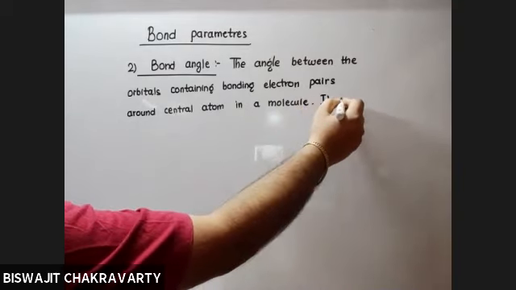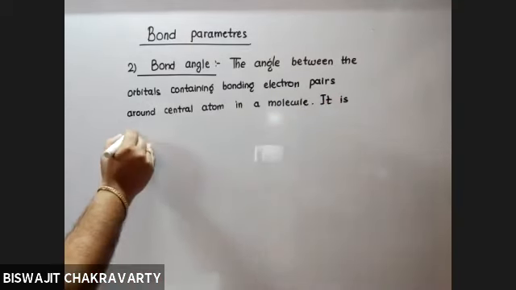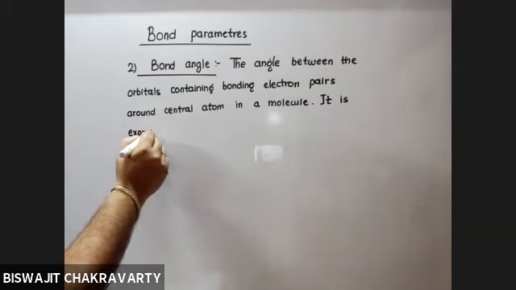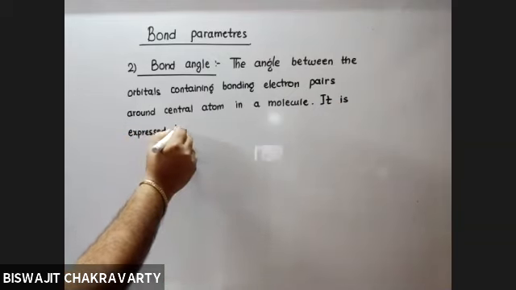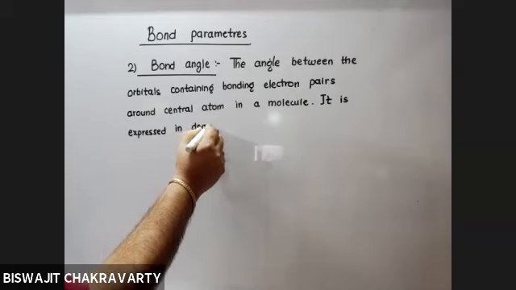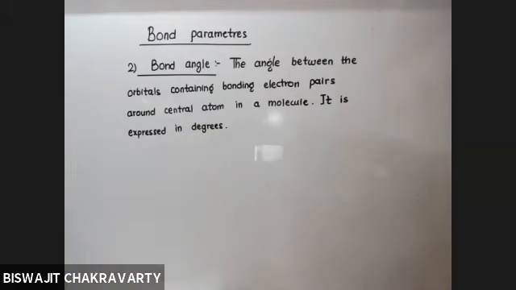It is expressed in degrees. Whereas previously the bond length was expressed in picometer, nanometer or angstrom, bond angle will be measured in degrees, as in mathematics. Whenever we are expressing the bond angles, we are always expressing them in terms of degrees.